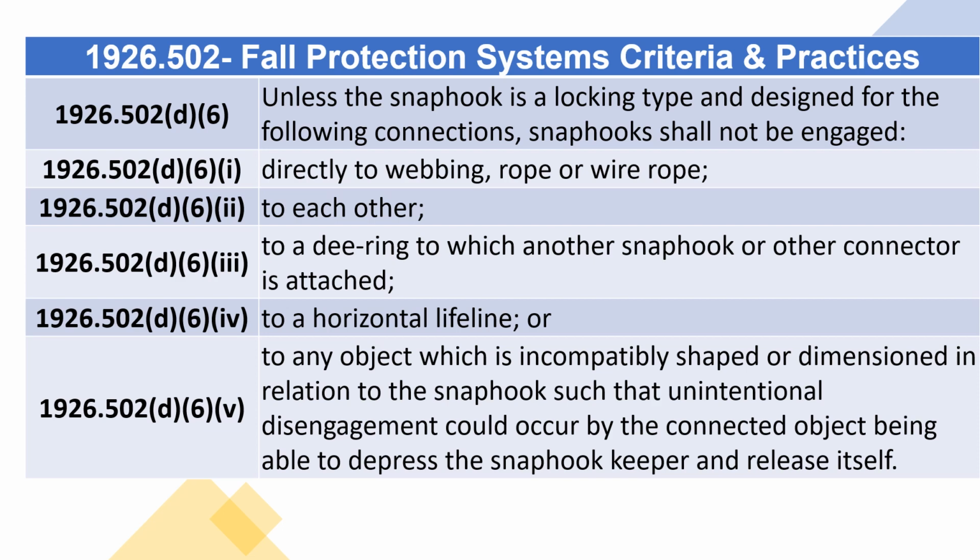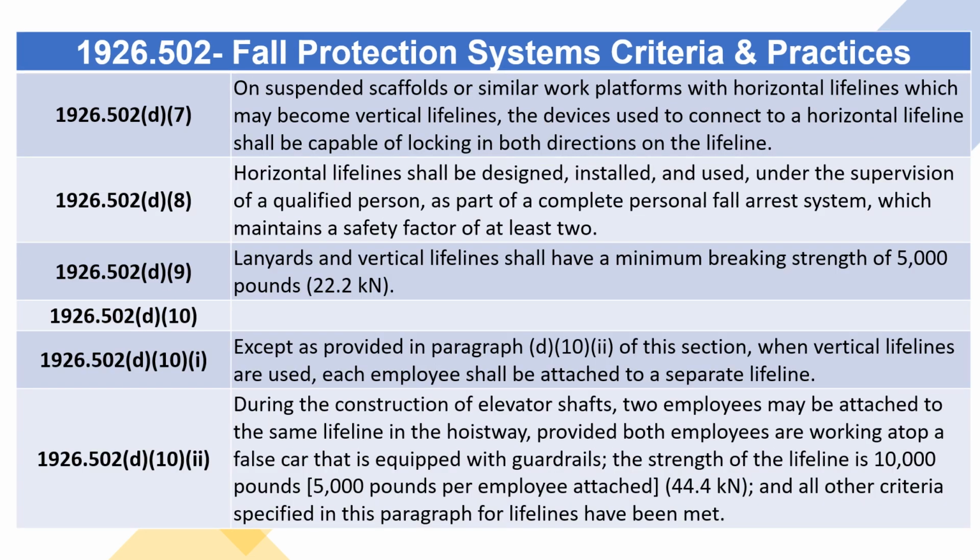1926.502(d)(7). On suspended scaffolds or similar work platforms with horizontal lifelines which may become vertical lifelines, the devices used to connect to a horizontal lifeline shall be capable of locking in both directions on the lifeline.